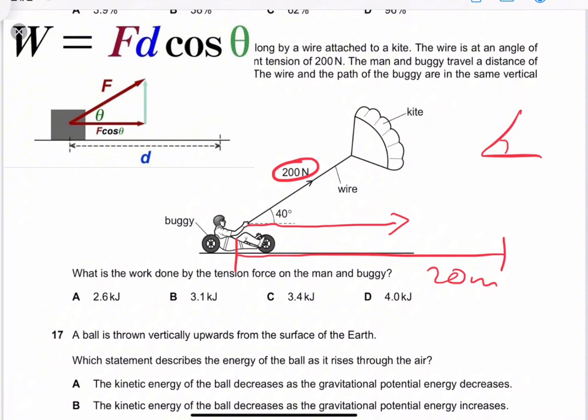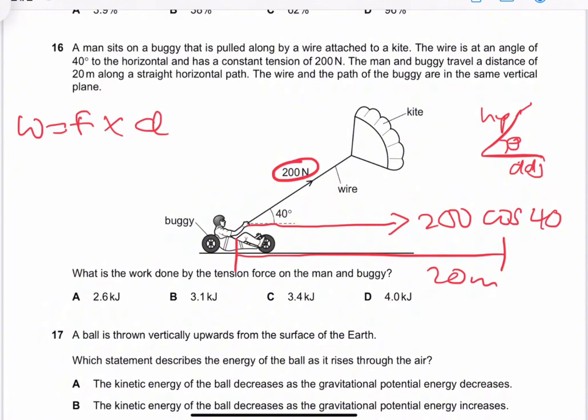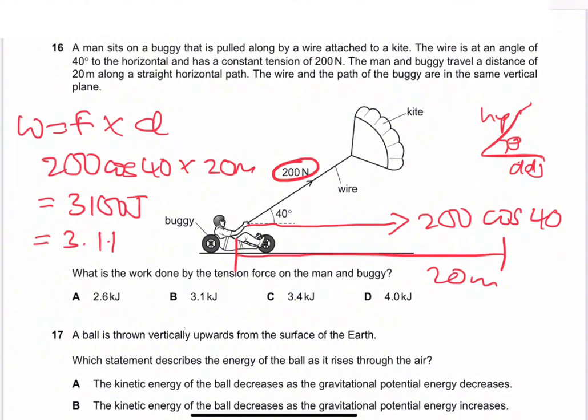We know that this is the angle theta, and we want to find this value. So we know that this is our adjacent. This is our hypotenuse. So this will be the hypotenuse times cos theta. So this is 200 cos 40. So if you multiply these two, we get the value of the work done. So it's 200 cos 40 multiplied by a distance of 20 meters. This gives us a total of 3,100 joules, which is approximately 3.1 kilojoules. So the correct answer is B.